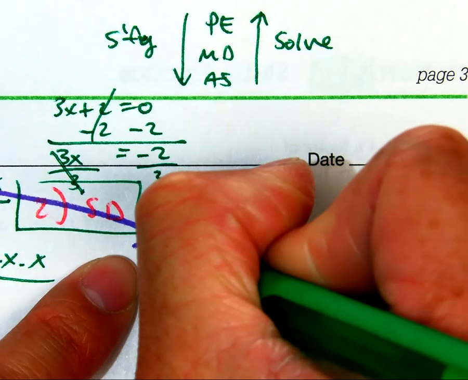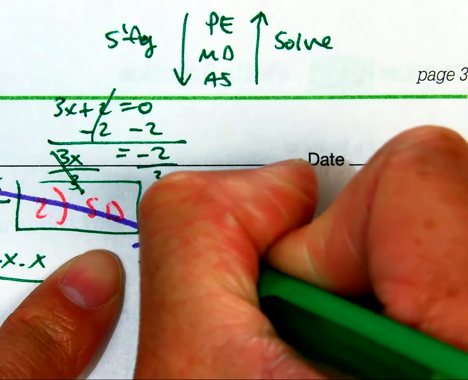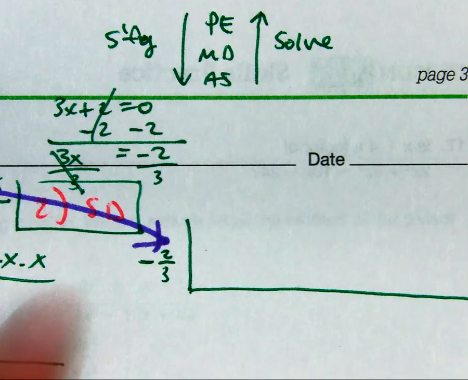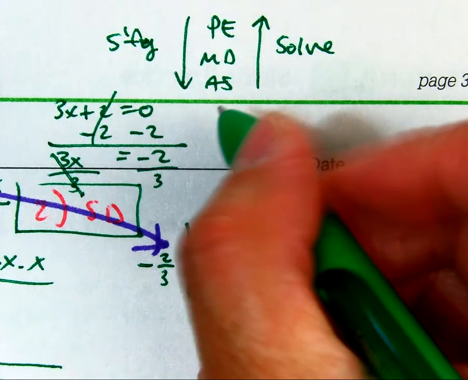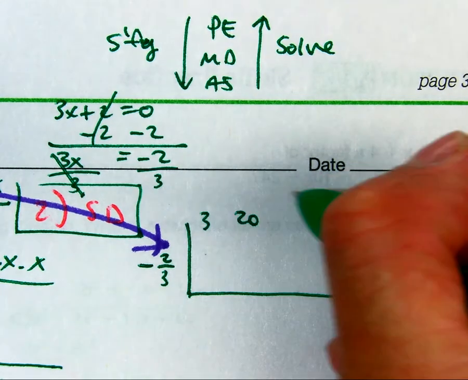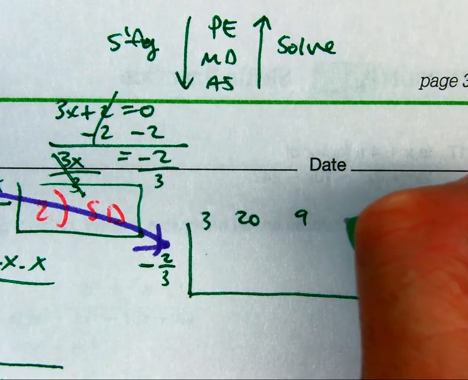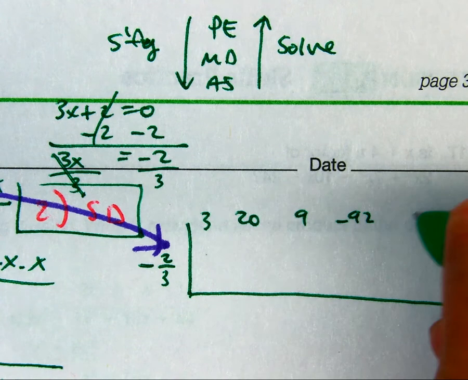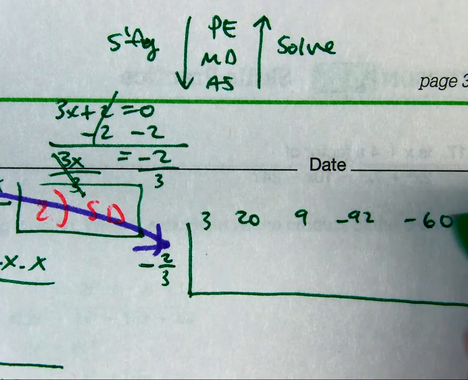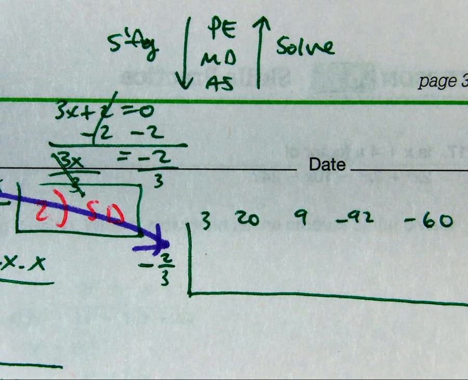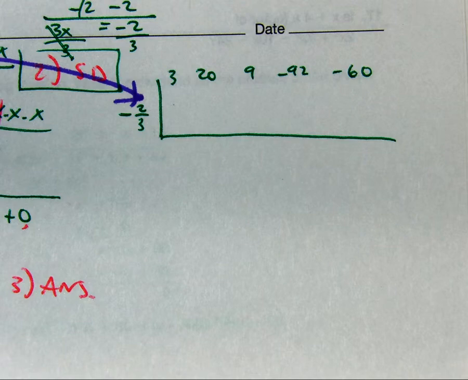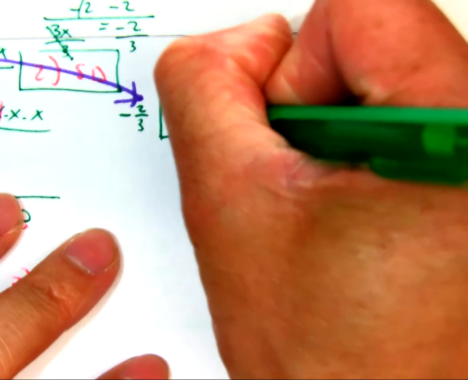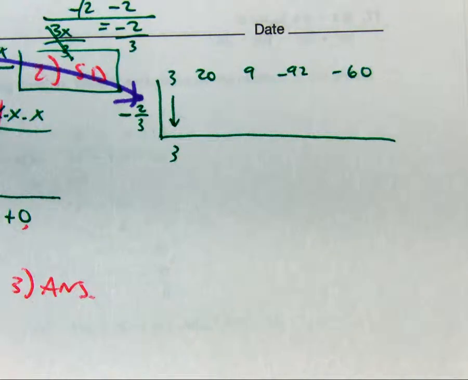Now, do you think that's going to be fun to work with? No. But we're not scared. Okay, what numbers do I put over here? 3, 29, negative 92. Oh, wow, this is going to be fun. Negative 60. I'm not scared. All right, bring down 3. It's okay if you need to do side problems.